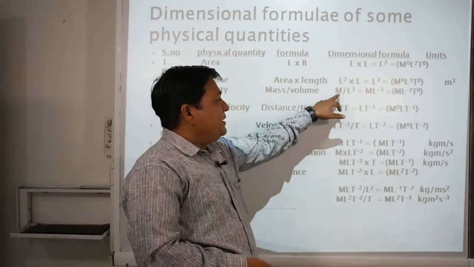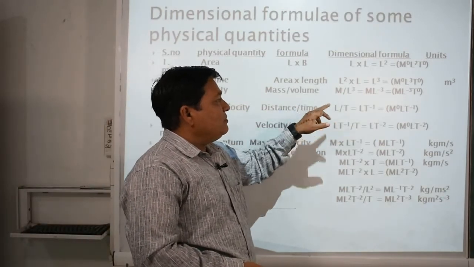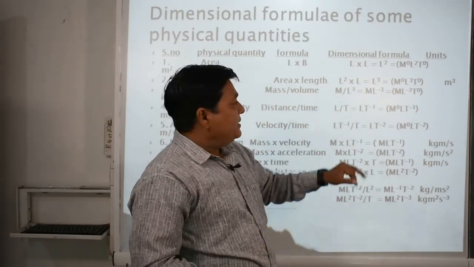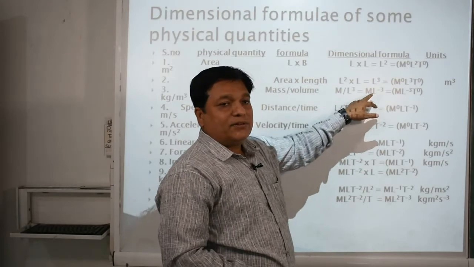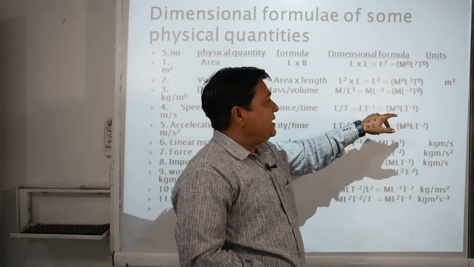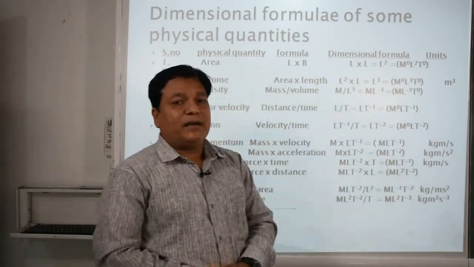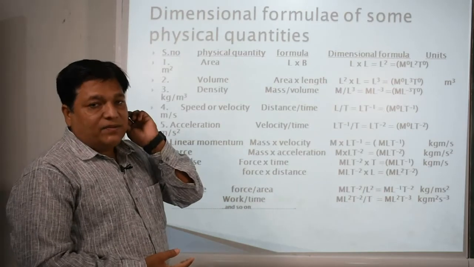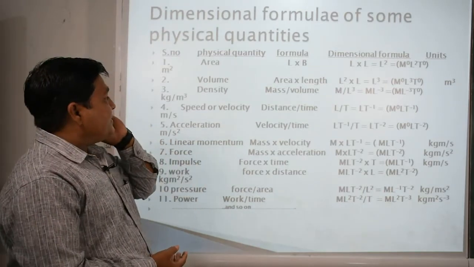In place of mass we put M, and in place of volume we have L cube. If we take L up, its power will become minus. So M L to the power minus 3, and the final dimensional formula will become M L to the power minus 3 and T to the power 0. This will be the dimensional formula of density.